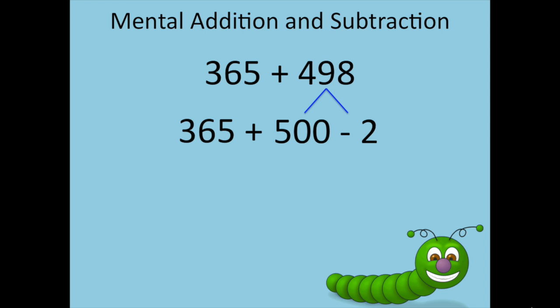I'll then solve 365 plus 500, which I can solve mentally, and my answer would be 865. I now have to take away 2 because I changed 498 to 500, which was 2 more than I actually wanted to add to get my actual answer. So at the end, I need to make sure that I take those 2 away so that I can get the exact answer to 365 plus 498.